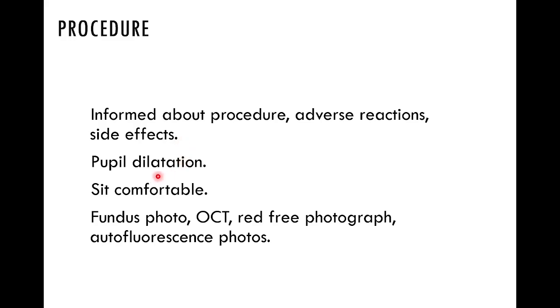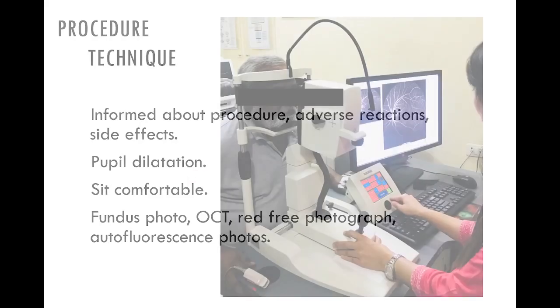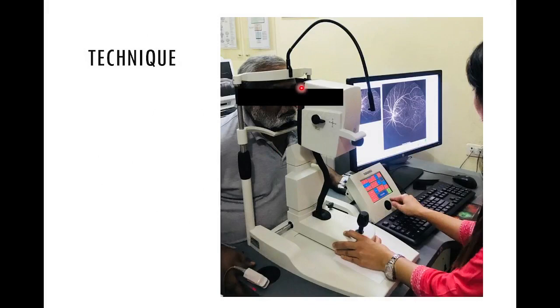That's followed by pupil dilatation, which is a must, because good documentation of these FFA pictures will be possible only if the pupil is well dilated. Then make the patient sit comfortably, because this procedure is carried out in the sitting position. The patient should sit comfortably at the proper height, and we should take care of the chin position, head position, everything, first.